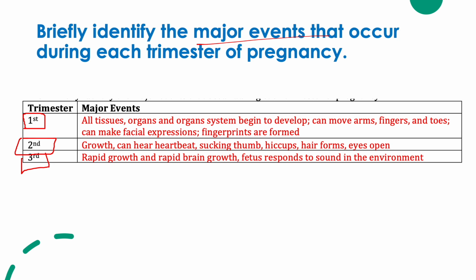In the first trimester, all tissues, organs and organ systems are made. There are facial expressions and fingerprints, and arms, fingers and toes are made. In the second trimester, you can hear the heartbeat, you can see suckling thumb, hiccups, hair forming and eyes opening. In the third trimester, rapid growth and brain development. In addition to that, the baby can respond to the environment.